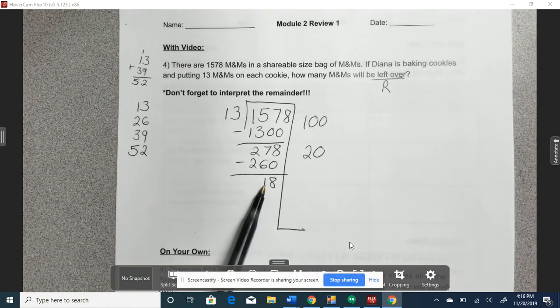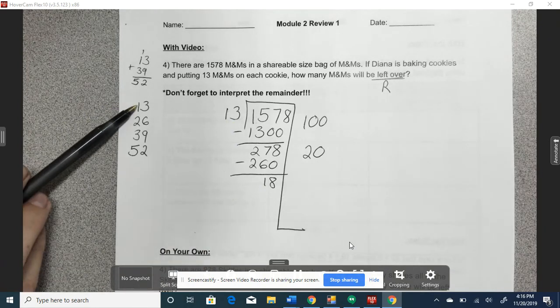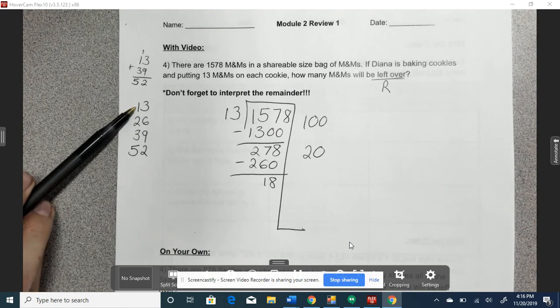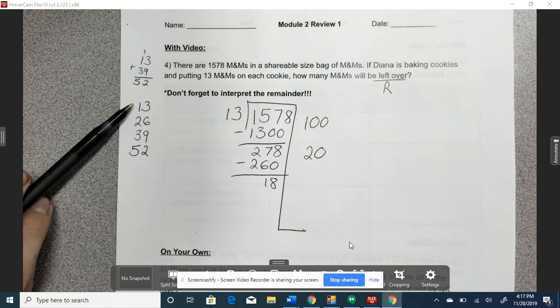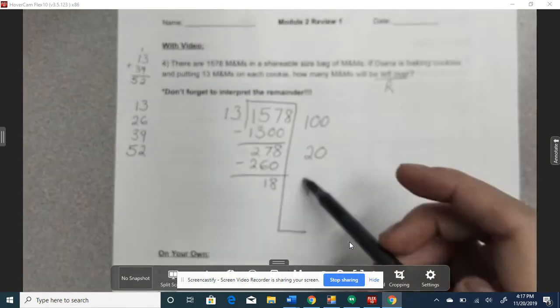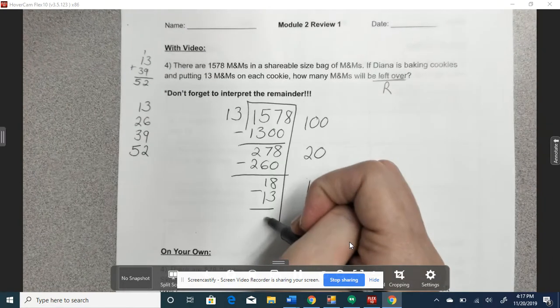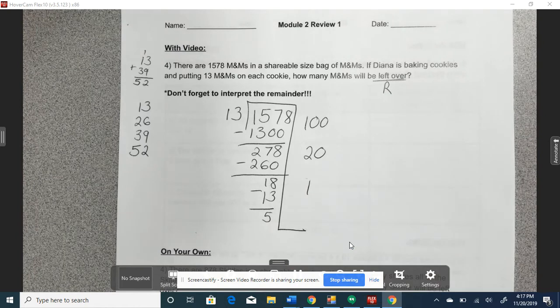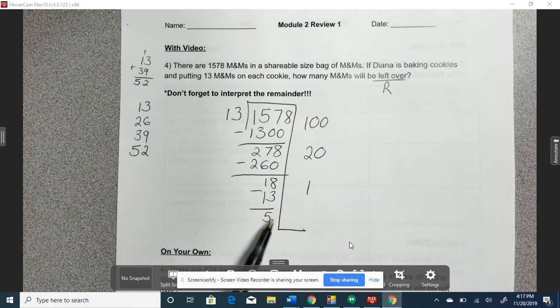One tens block can't be split into 13 groups, but 18 ones can be split into 13 groups. Looking at my multiples, 13 again is my closest multiple to 18 without going over. 13 is my first multiple, so I'm going to put 1 over here. 13 times 1 is 13. Subtract. 18 minus 13 is 5. 5 is less than our divisor, so we know we're done dividing, and this is our remainder.